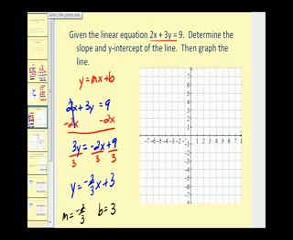So from this information, we should be able to graph the line where we plot the y-intercept as positive 3. And from the y-intercept, using the slope, we'll go down 2 units and right 3 units. So down 2, right 3, will be right here. And that's enough information to graph this line.